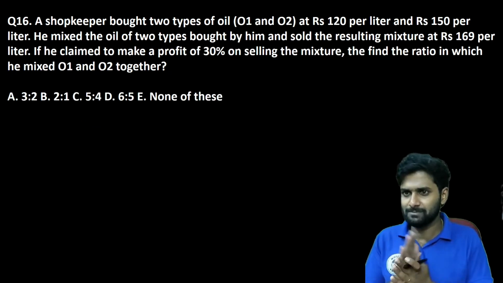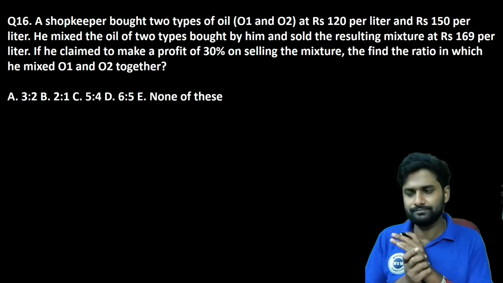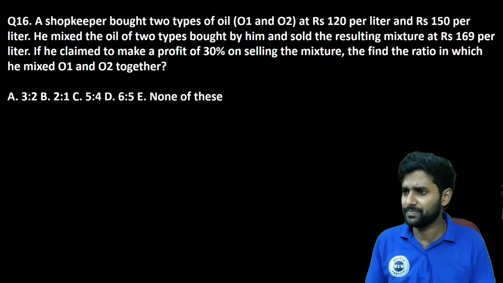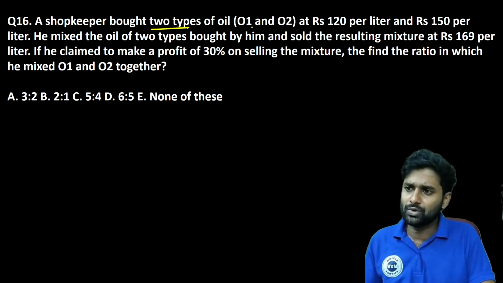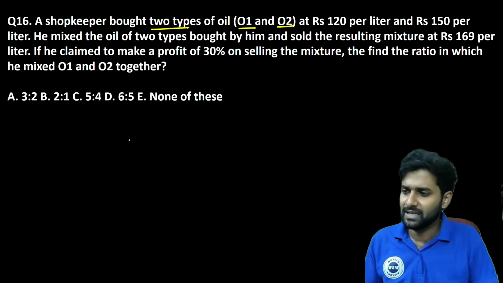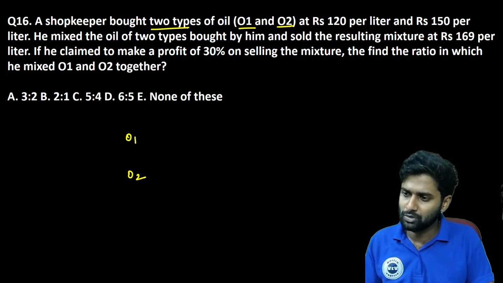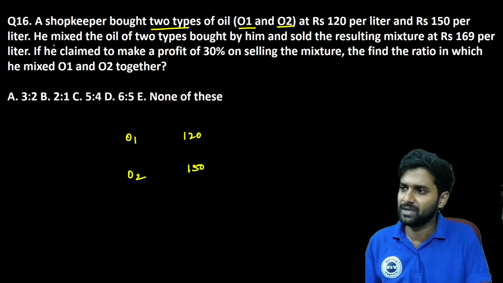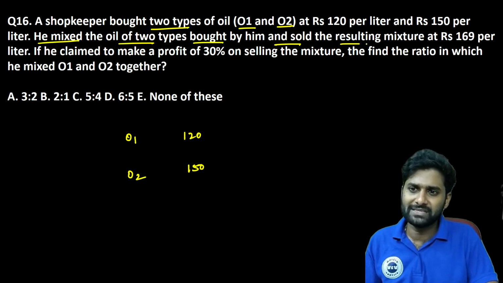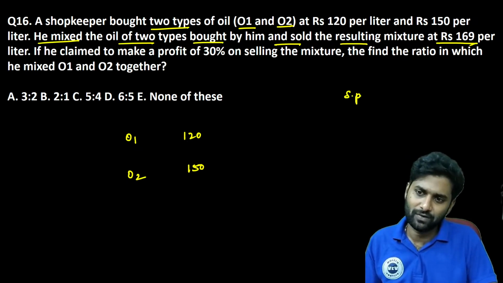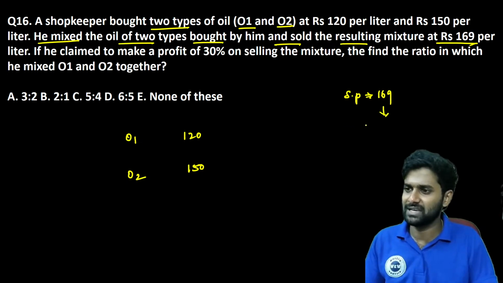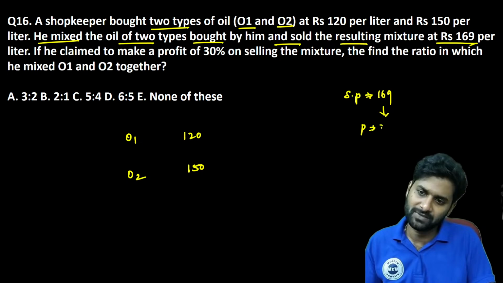Next, question number 16. Again, it's from the alligation and mixtures concept. A shopkeeper bought 2 types of oils, O1 and O2. What about the cost price here? 120 per liter, 150 per liter. He mixed the 2 types of oil he bought and sold the resultant mixture for 169. If we sell the whole mixture at 169, they will make a profit of 30%.